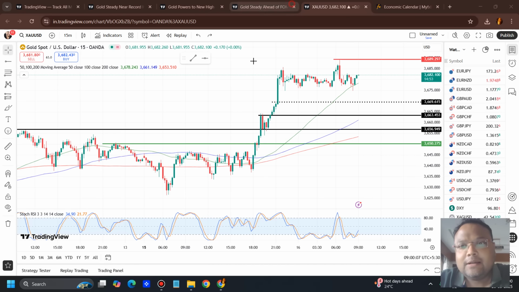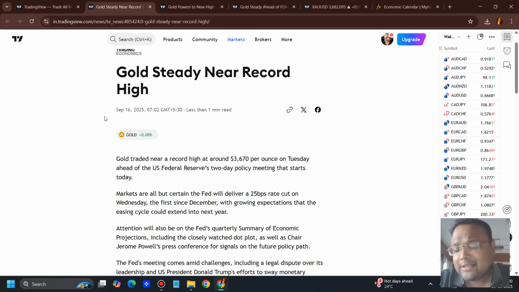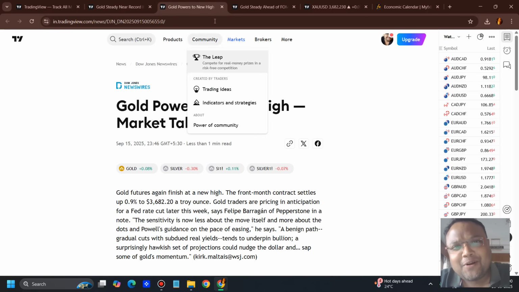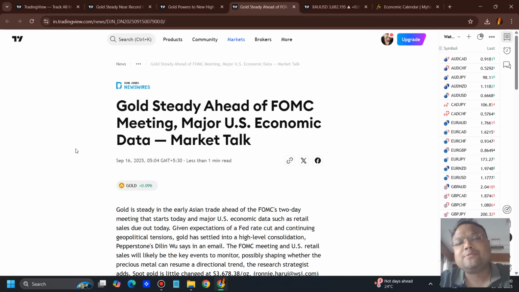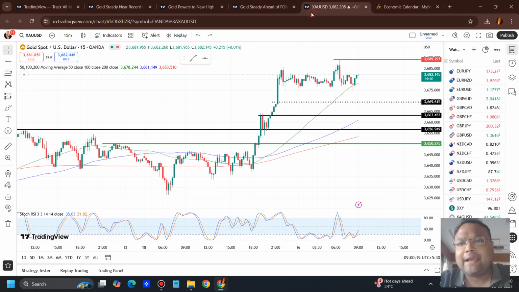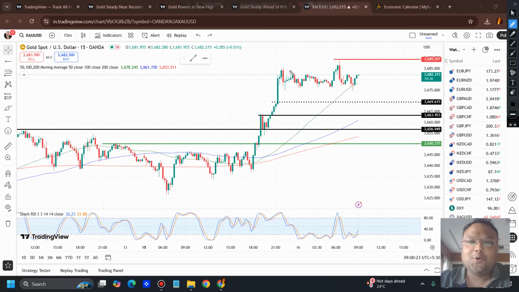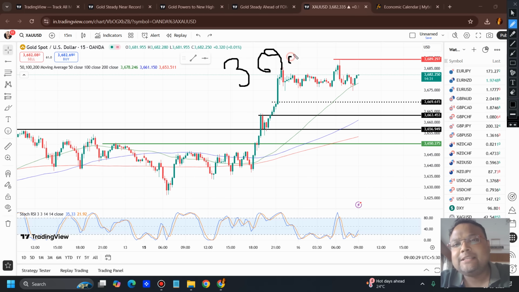So let's get started. My dear friends, this is the 15-minute chart of gold in front of us. We can see that gold is steady near record high. Gold powers through new high. Gold steady ahead of FOMC meeting and major US economic data. And this is the chart of gold. Gold gave us a shock again. Gold made a high of 3690.91 and right now is trading around the 3680-3681 area.